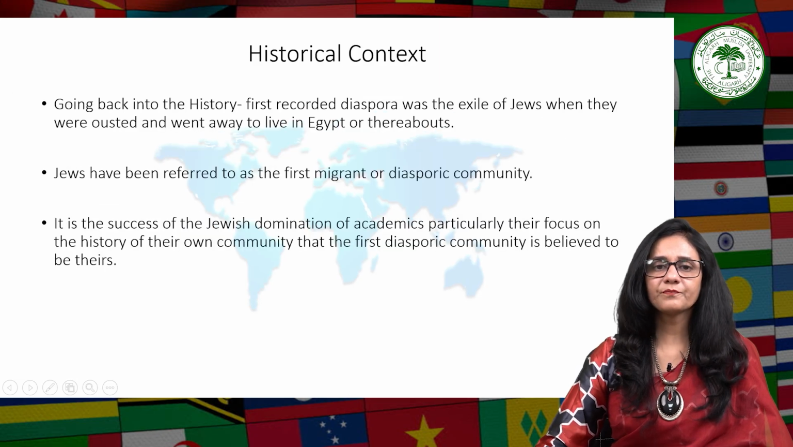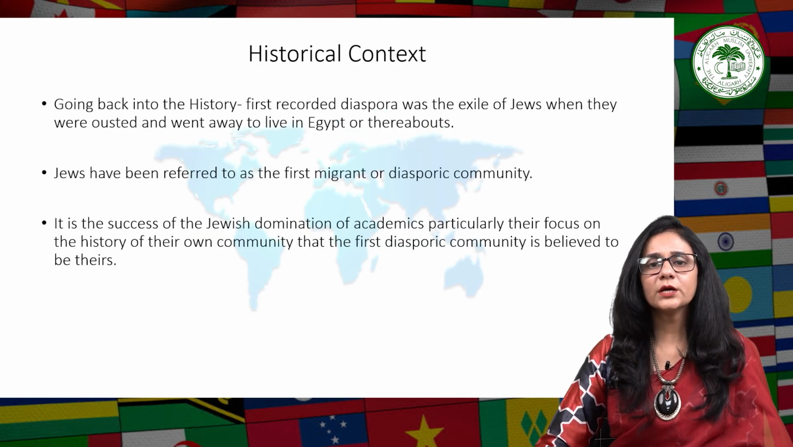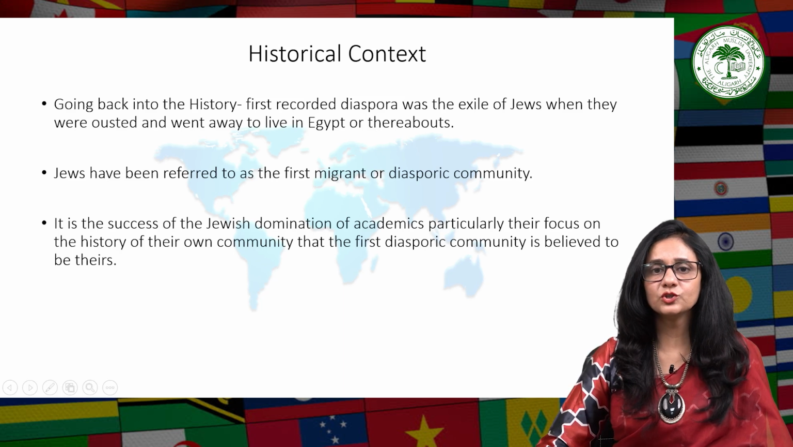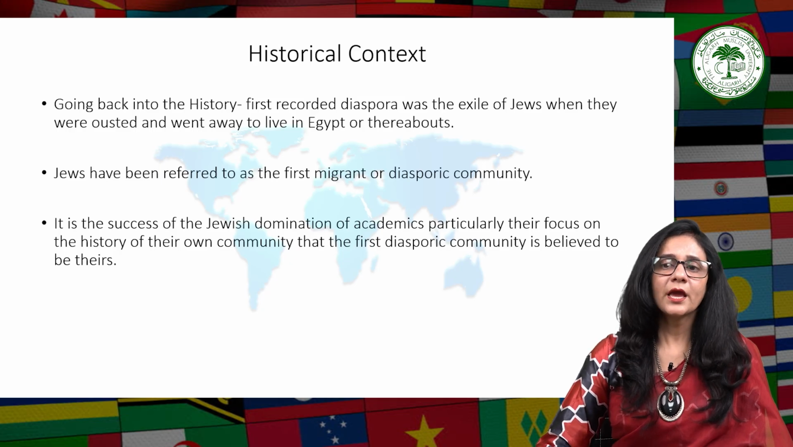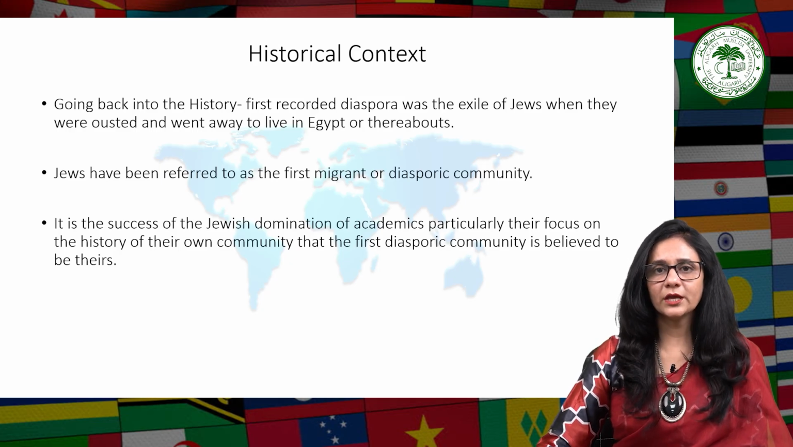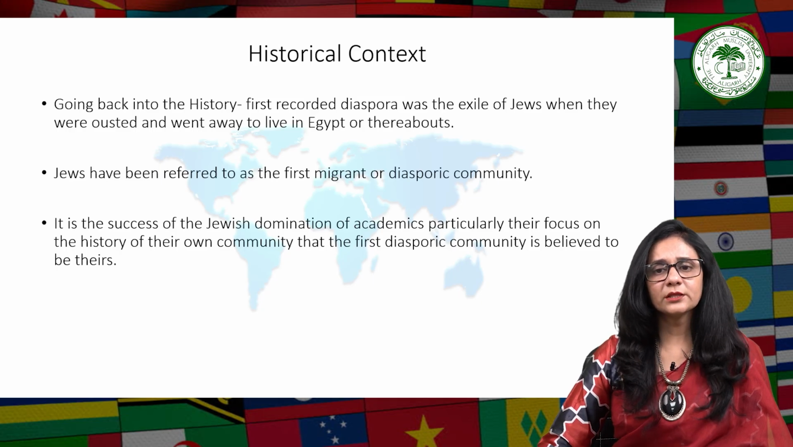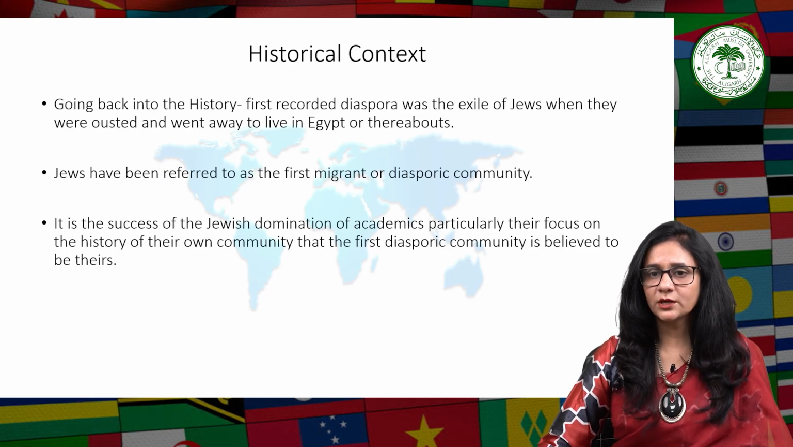Going back into the history, it is believed that the very first recorded diaspora was the exile of Jews when they were ousted and went away to live in Egypt or thereabouts under the leadership of Moses. Most histories of diaspora or definitions refer to the Jews being the first migrant or diasporic community.